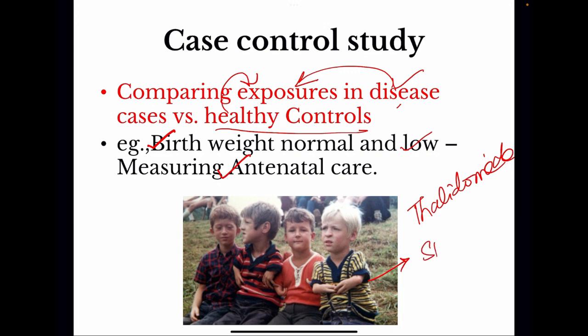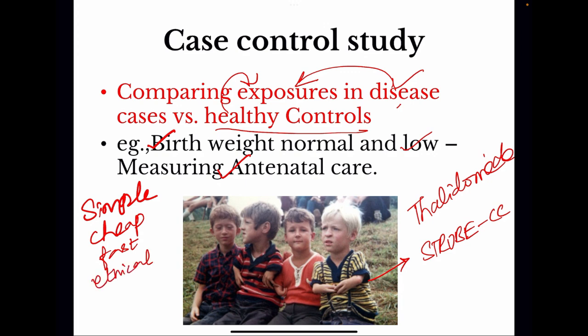Again, we have STROBE guidelines for this. STROBE is common for all observational studies. We have STROBE case control study specifically. That checklist will help you in writing the manuscript of a case control study. Advantages of case control study: it is simple, easy, cheap, fast. It has very minimal ethical problems. No attrition as in case of cohort study. And for rare diseases, this is the suitable study design.